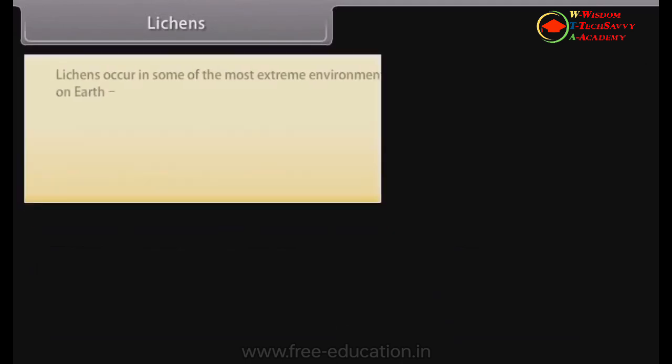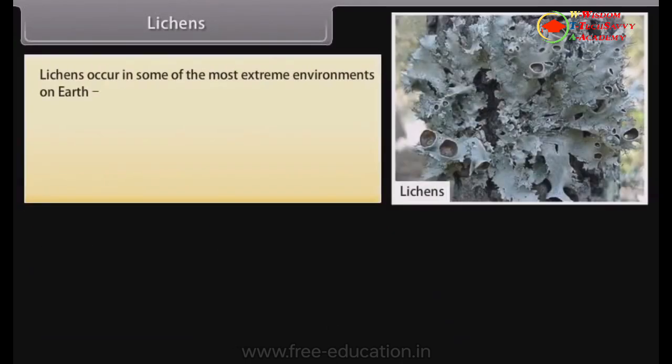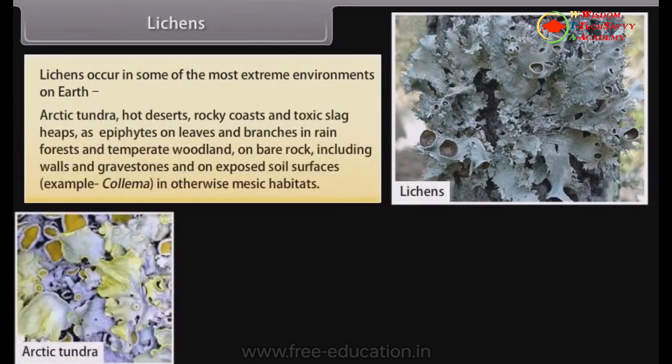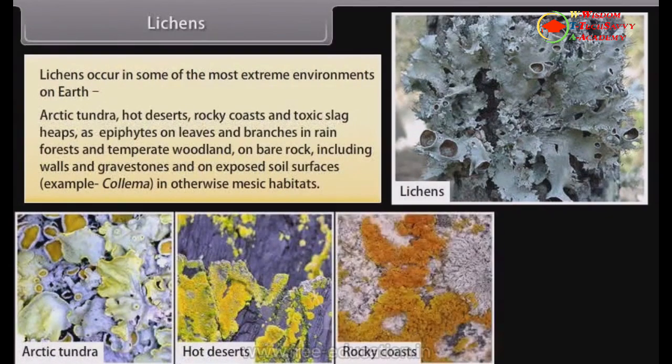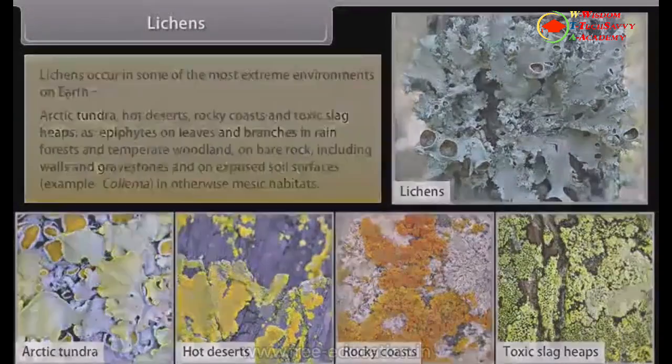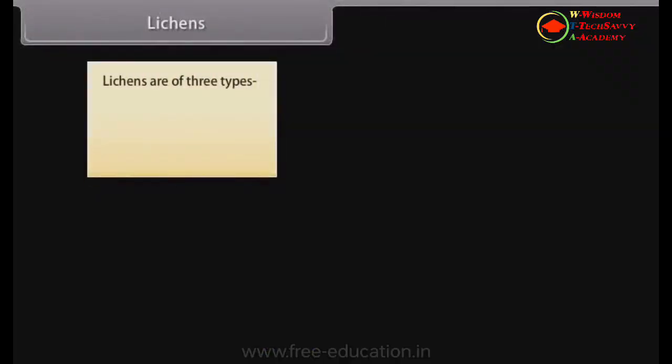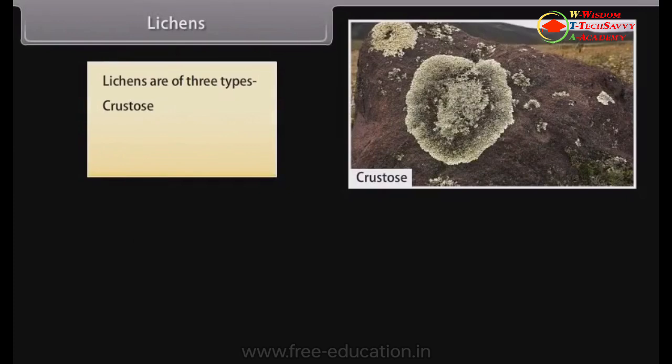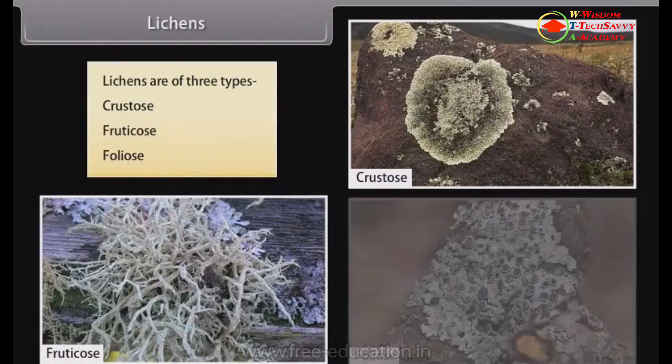Lichens. Lichens occur in some of the most extreme environments on Earth: Arctic tundra, hot desert, rocky coasts, and toxic slag heaps, as epiphytes on leaves and branches in rainforests and temperate woodland, on bare rock, including walls and gravestones, and on exposed soil surfaces called cryptogamic crusts, in otherwise mesic habitats. Lichens are of three types: crustose, fruticose, foliose.